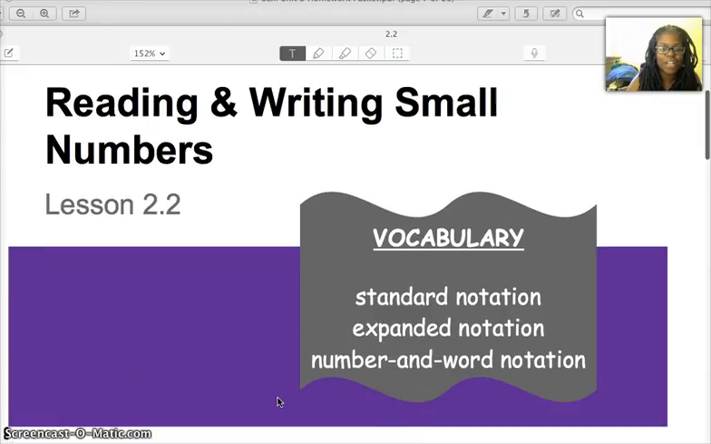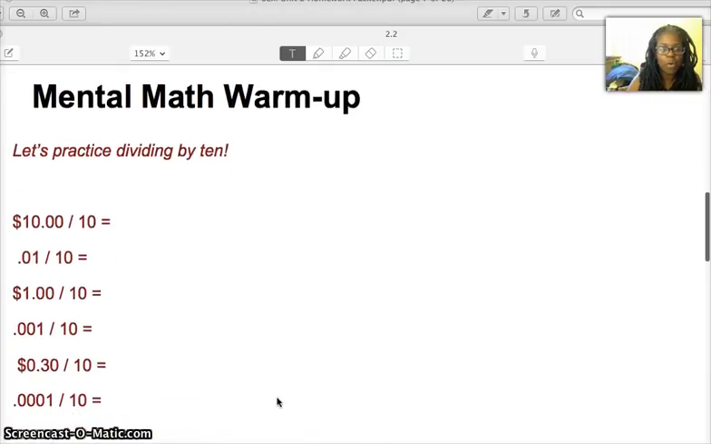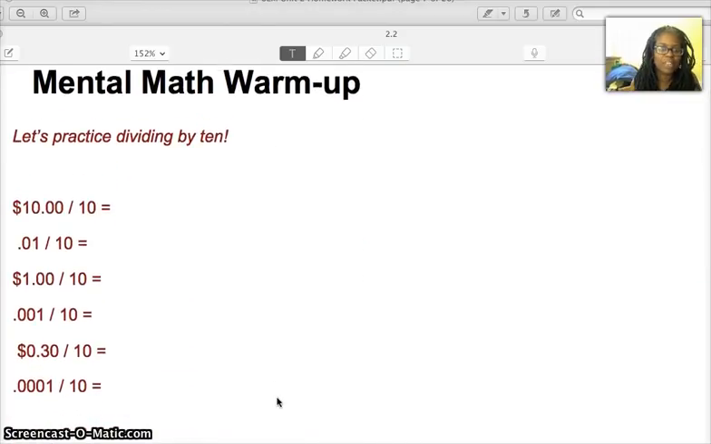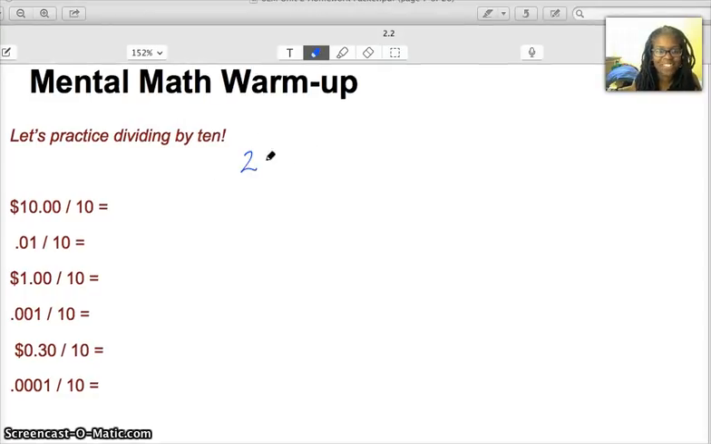Let's get started. The first thing we could do is a warm-up activity. Let's look at dividing numbers by 10. Have you ever noticed when you divide a number like, let's say 20 divided by 10? I'm hoping all of you are shouting that the answer is 2. So in a way, the decimal place started here, but it moved one space to the left. Let's see if that pattern holds for all of these division problems.